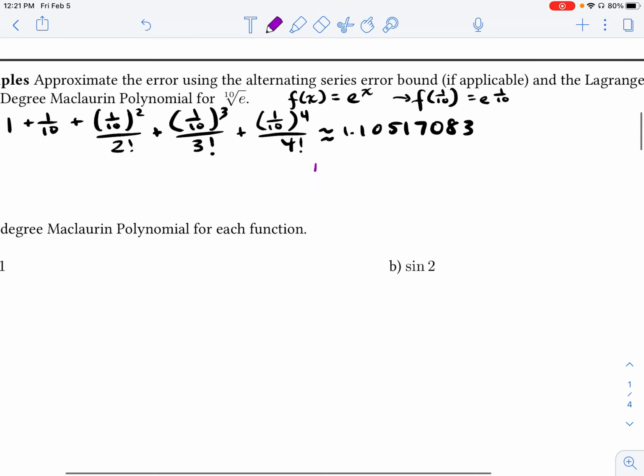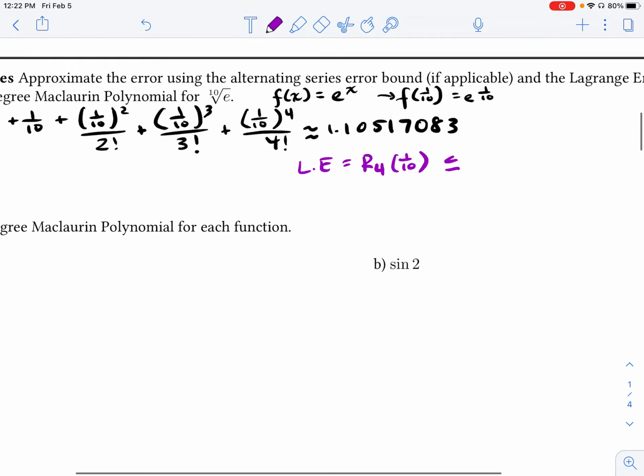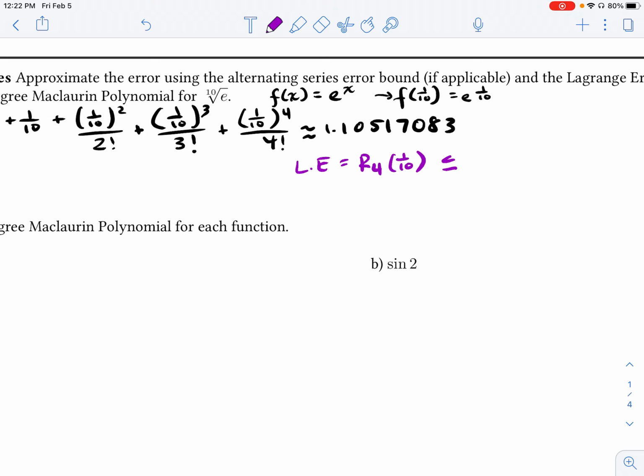So we would say that our Lagrange error also can be written as the remainder after the first 4 terms evaluated at 1/10. And we know that this Lagrange error is going to be less than or equal to the following. And if we review the structure, it's the maximum value of the n plus 1 order derivative evaluated at some value z. Again, if you're not sure what z is, watch my previous video on this, times x minus c to the n plus 1 power, all of this over n plus 1 factorial.